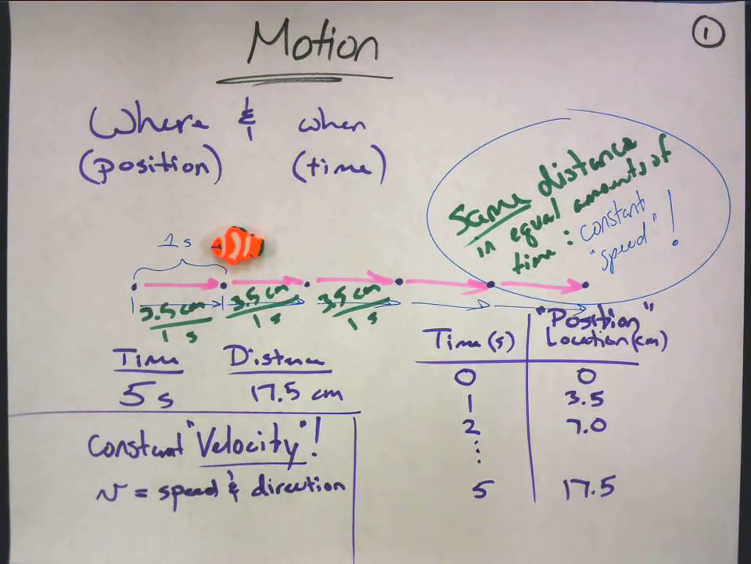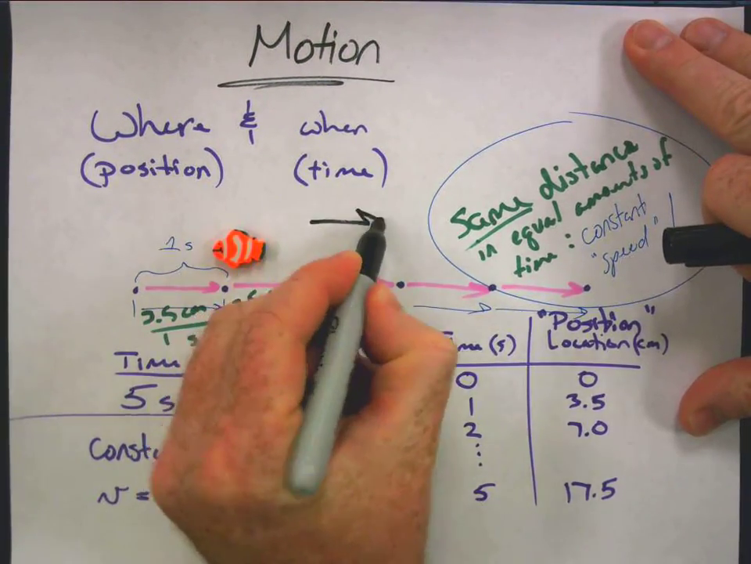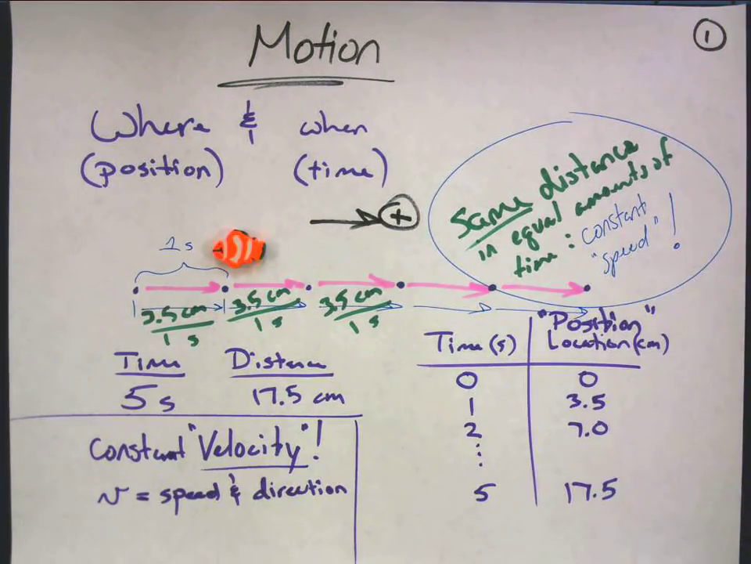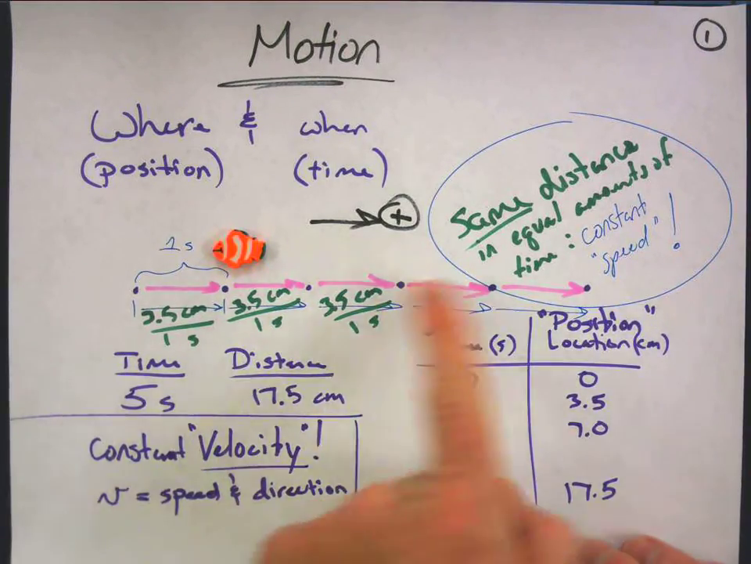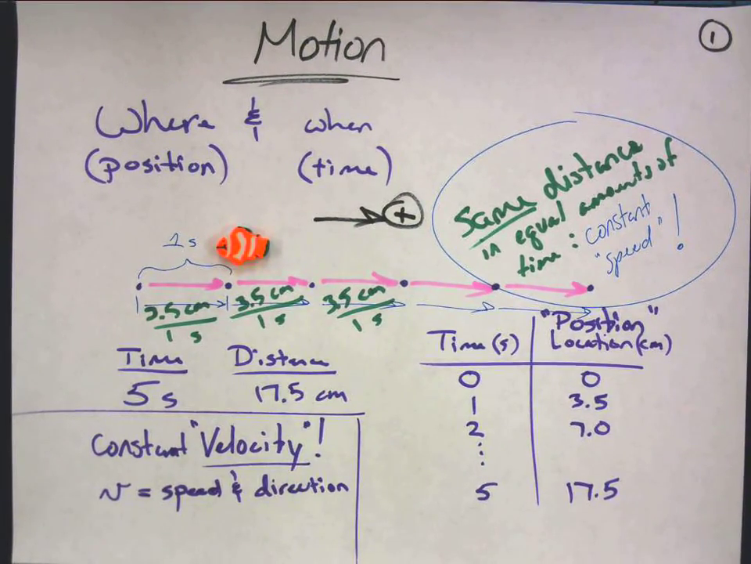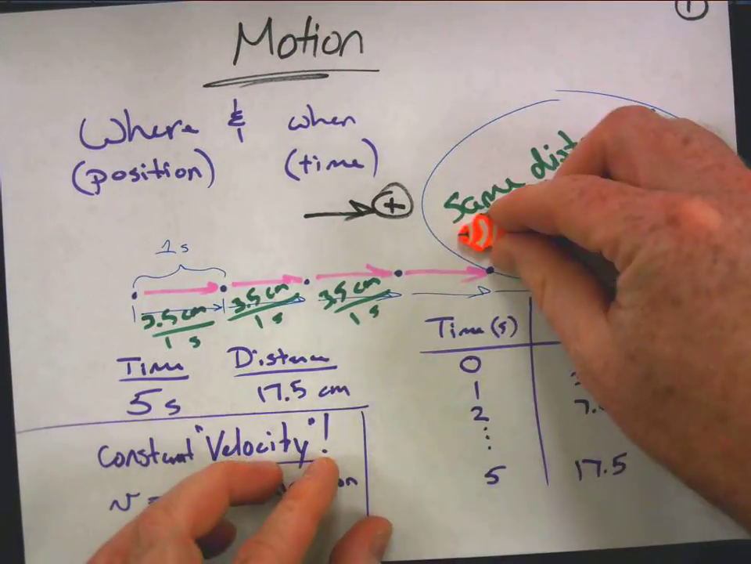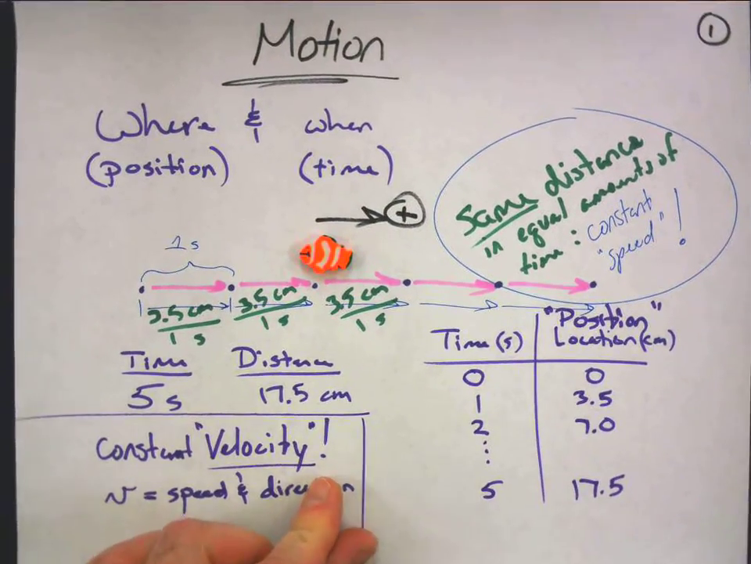Maybe to the right is the positive direction. We're going to have some indication of which way is positive. That's going to matter to us. All right. But then when he turns around, he's now going in the negative direction. So at first he has a positive velocity. Then going back, he would have a negative velocity headed in the negative direction.